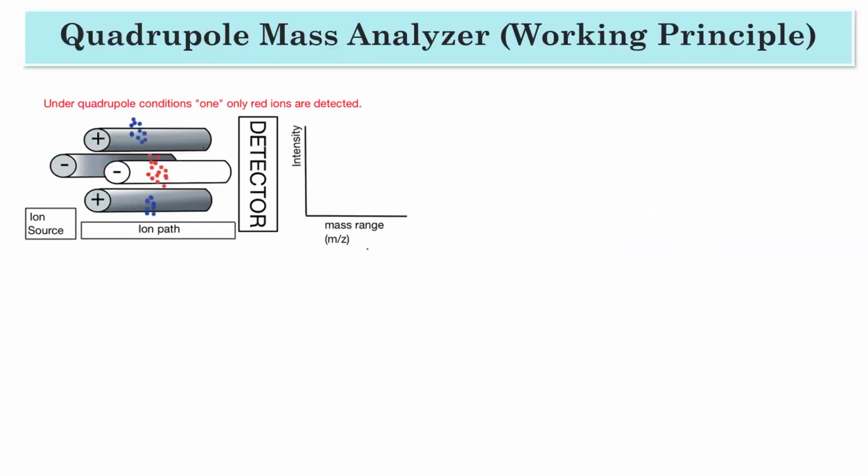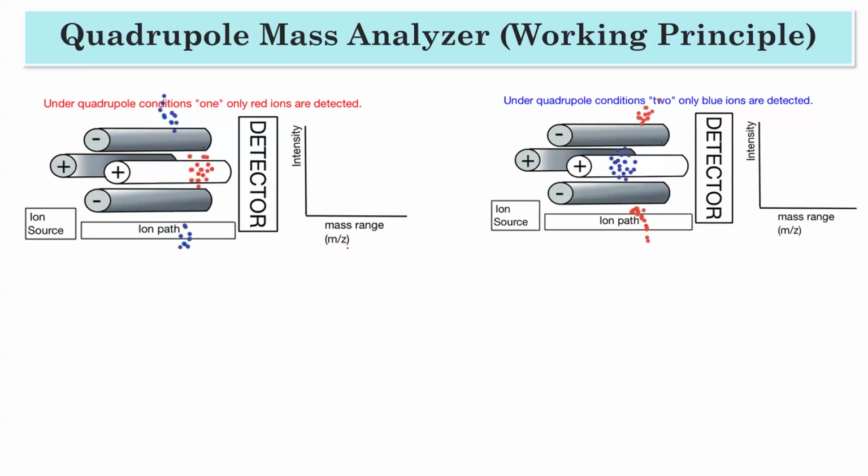For example, here you have the ion source, and the ions are going inside. You see this red one is going to the detector, but this blue one cannot go through to the detector. Only the red one is going. So what I want to say is, we can tune the voltage of these poles, and we can control which m/z ions should go to the detector.